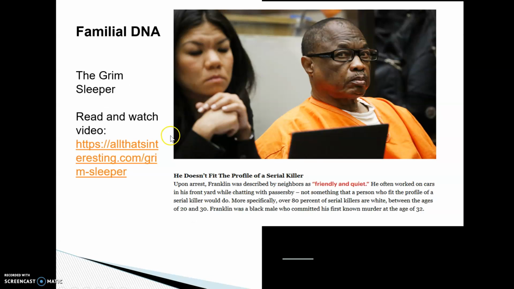This is a big case, and it's really amazing. So here is a wonderful link to the article, but this is the same thing where it was all about familial DNA. So his son did a swab, and then guess what? They were able to match this to the Grim Sleeper.